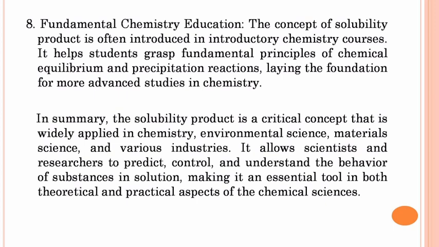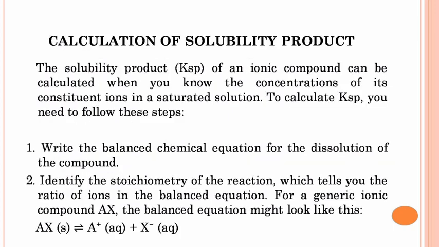It allows scientists and researchers to predict, control, and understand the behavior of substances in solution, making it an essential tool in both theoretical and practical aspects of the chemical sciences. Calculation of solubility product. The solubility product, Ksp, of an ionic compound can be calculated when you know the concentrations of its constituent ions in a saturated solution.